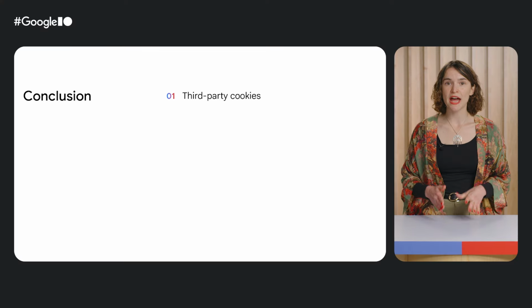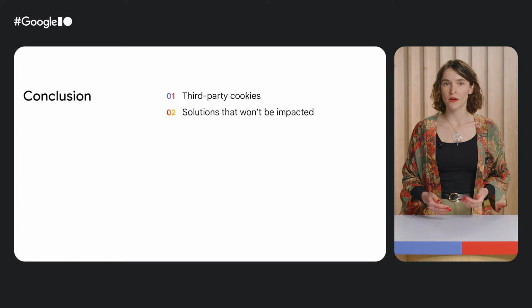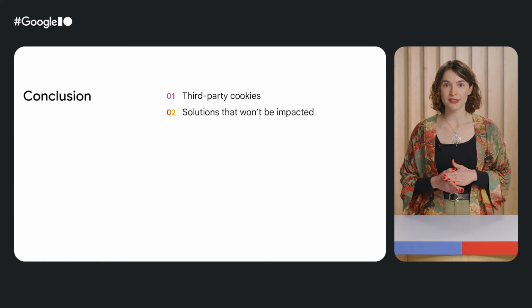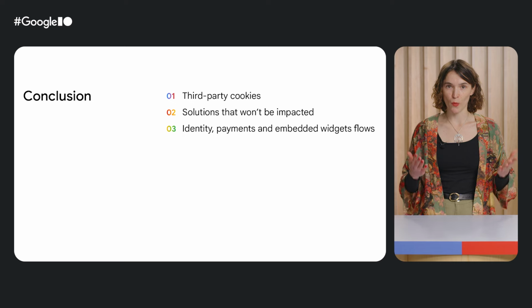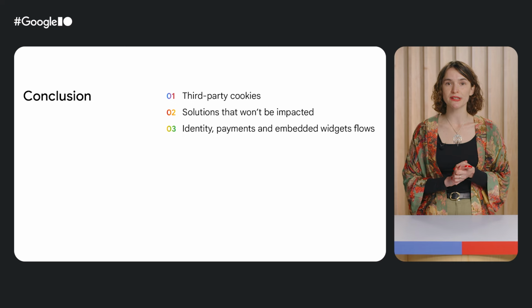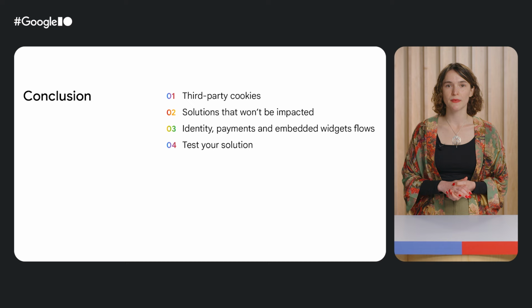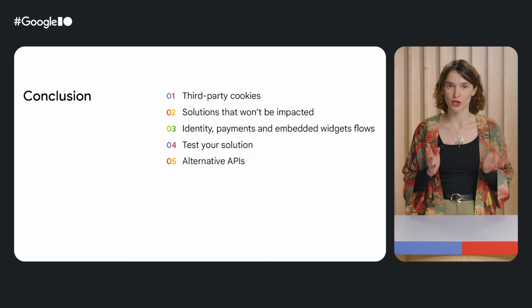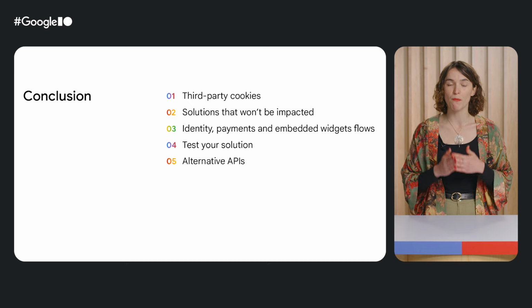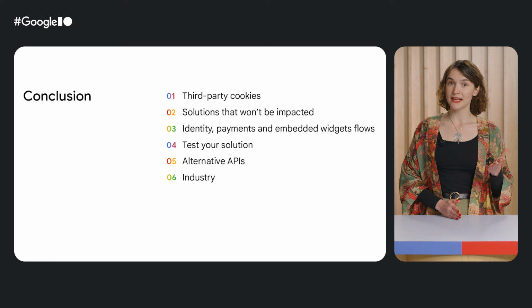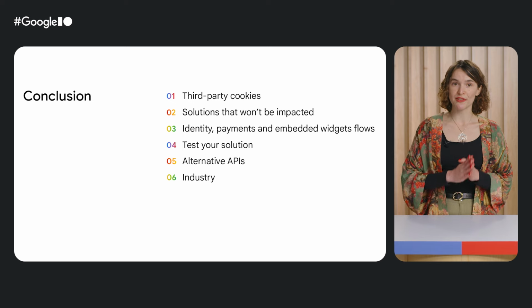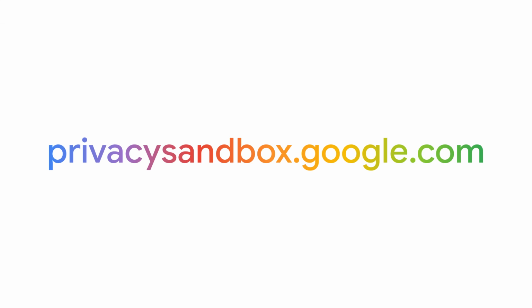Let's sum up what we've covered so far. We've talked about what third-party cookies are, which solutions don't rely on third-party cookies, which identity, payments, and widget solutions might be using third-party cookies, and how to test your site. Most importantly, we've covered alternative APIs that can help you support more users. And lastly, we saw how industry leaders adopt the new approach. Now it's time to test your site and transition to the new approach. Together, we can build a thriving internet that safeguards user privacy.